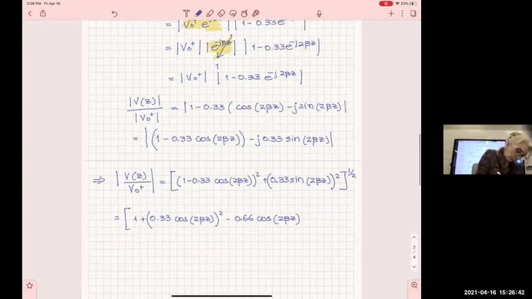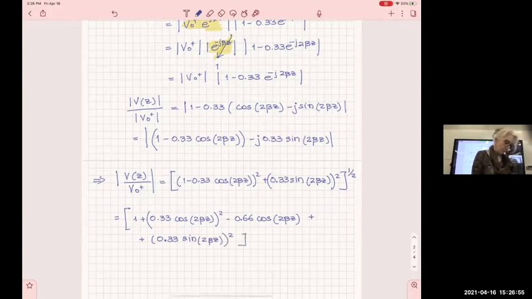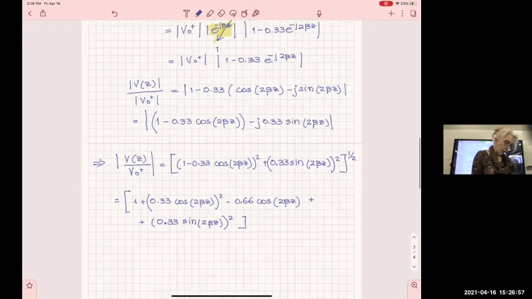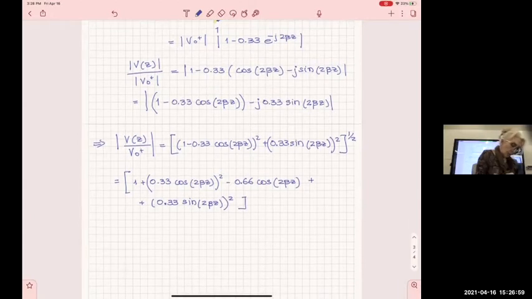So I will write it here, plus 0.33 sine of 2 beta z, squared. All right? And so I did this. And then, I'm claiming that this one gives me 0.33 squared.